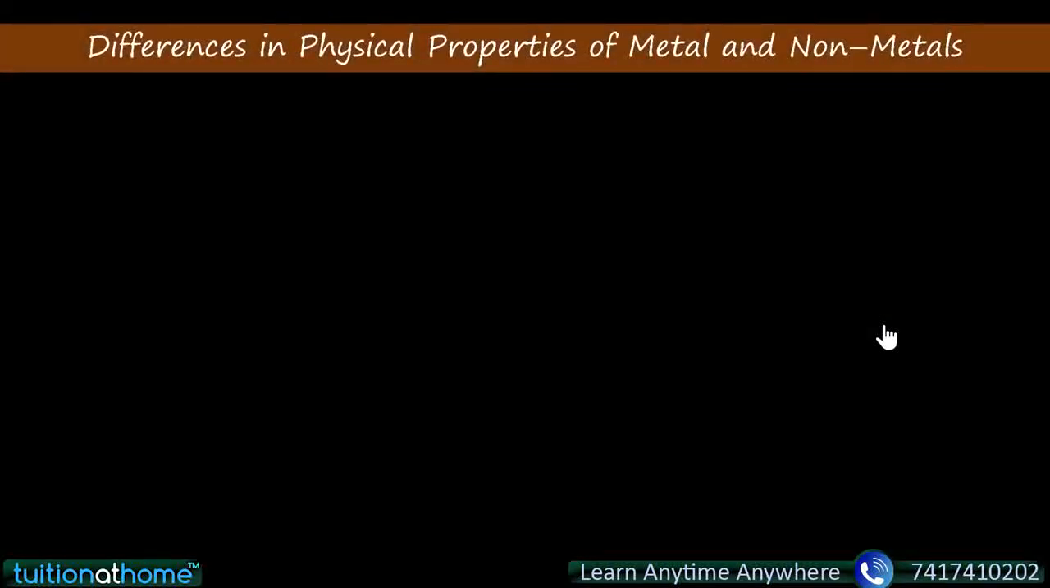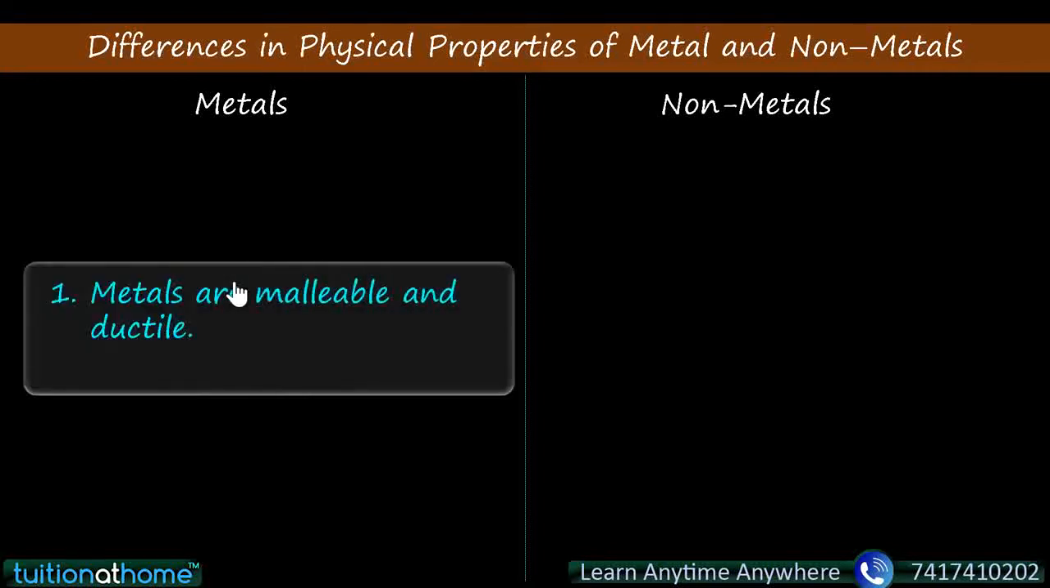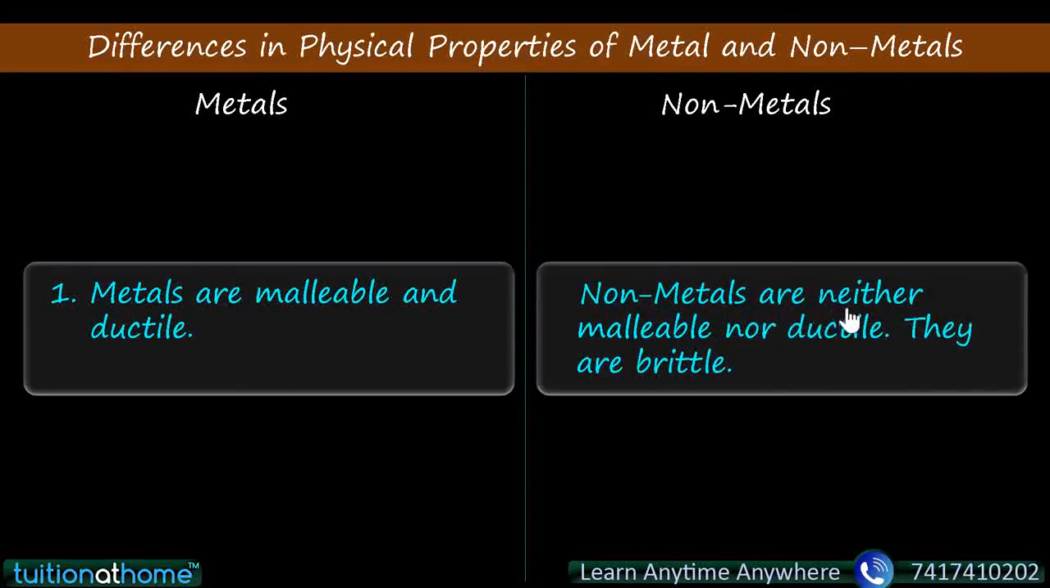To begin with, metals and non-metals can be differentiated with their first physical property: metals are malleable and ductile. We have learned that metals are malleable and ductile. They can be converted into thin sheets and wires. Next, non-metals are neither malleable nor ductile. They are rather brittle. So if you try to hammer them, they will simply break into pieces.